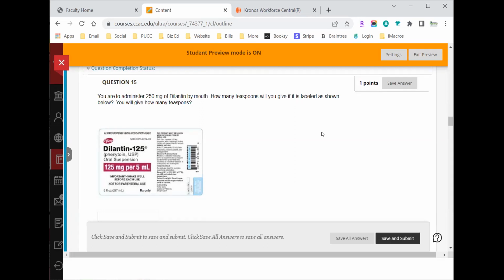Dilantin. This question says, how many teaspoons will you give? Okay, so that's the thing to pay attention to. The order is 250 milligrams. You have 125 milligrams per 5 ml. I went over a question similar to this. Remember that 5 ml is the same thing as what? 1 teaspoon. So if you do 250, your order over your available 125 times 1 teaspoon, 250 over 125 is 2. So if you got 2 teaspoons, that is correct.